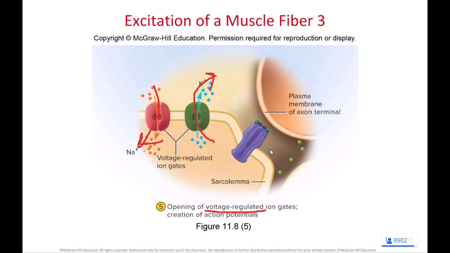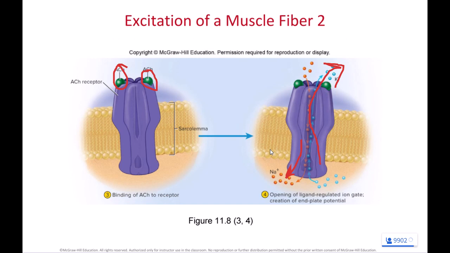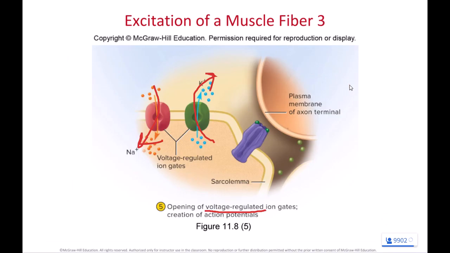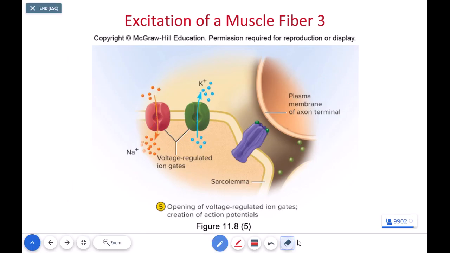When acetylcholine receptors have acetylcholine bind to them, they'll open up and allow sodium to rush in and potassium to rush out. And as those ions move in and out of the muscle cell, that changes the voltage across the membrane.